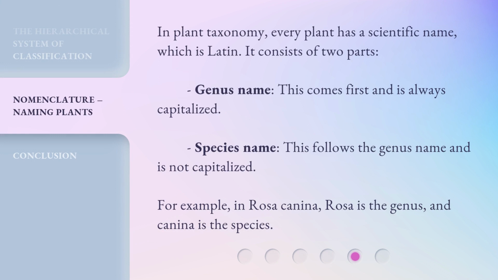In plant taxonomy, every plant has a scientific name, which is Latin. It consists of two parts. Genus name. This comes first and is always capitalized. Species name. This follows the genus name and is not capitalized. For example, in Rosa canina, Rosa is the genus, and canina is the species.